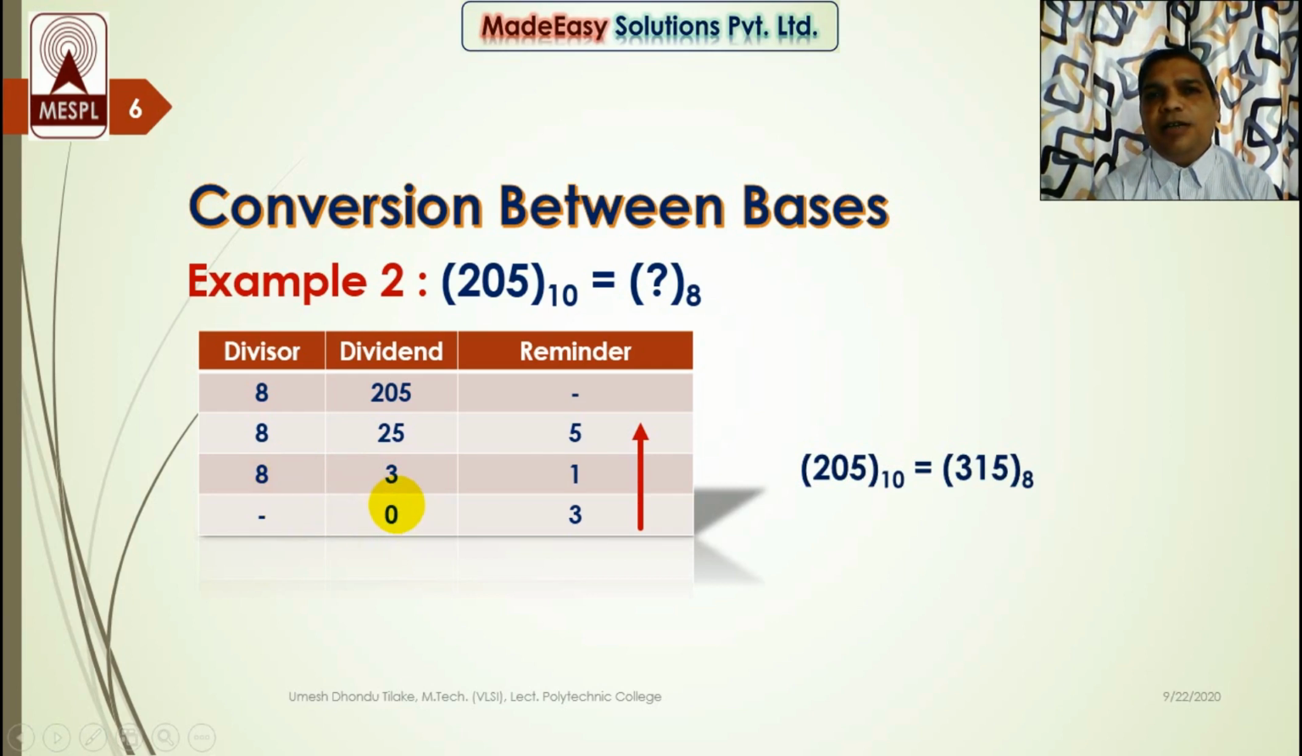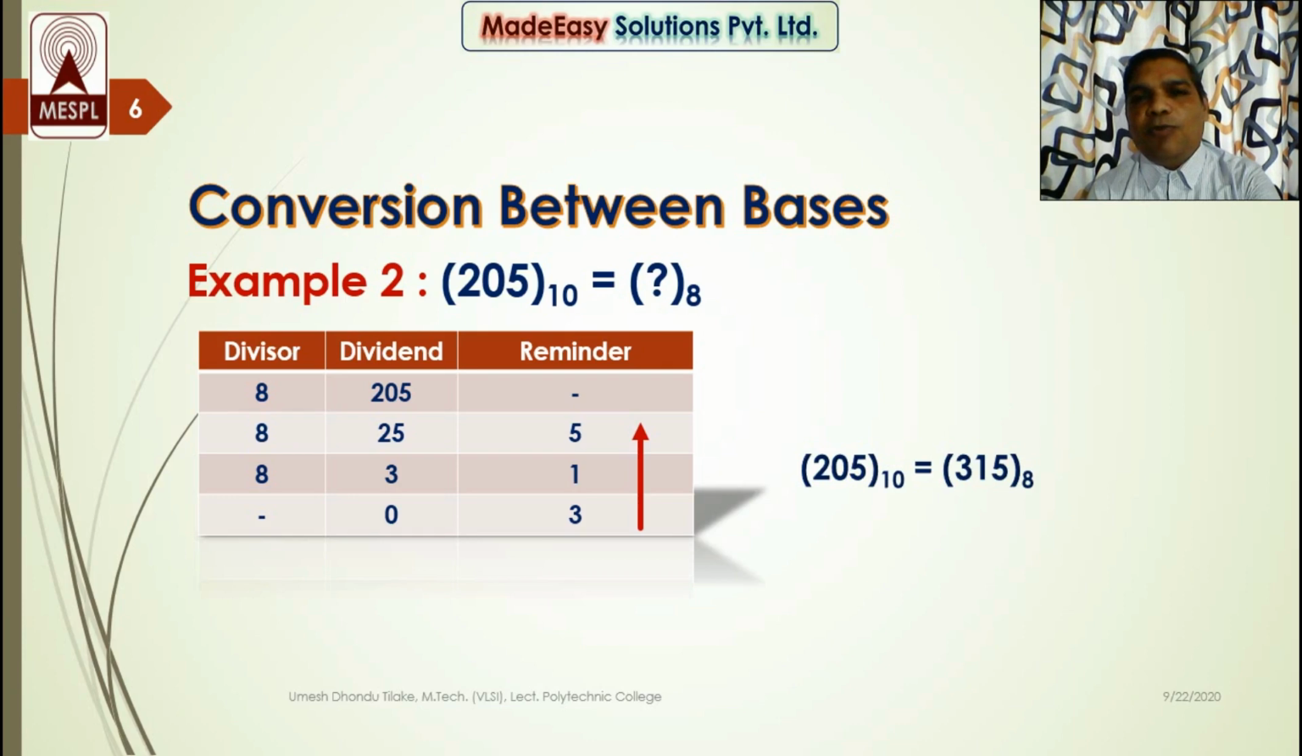So 8 zeros are 0. 0 subtracted from 3, we got 3 as a remainder over here. And we got 0 as a quotient over here. So stop the procedure. Now consider the remainders in reverse order. See, the arrow shows you the reverse order. So 315 is the octal equivalent of the given 205 decimal number.